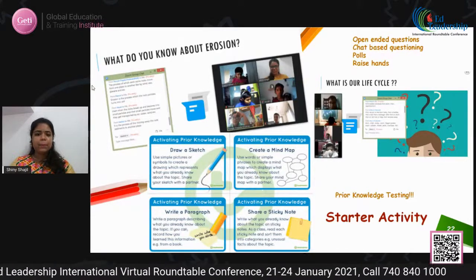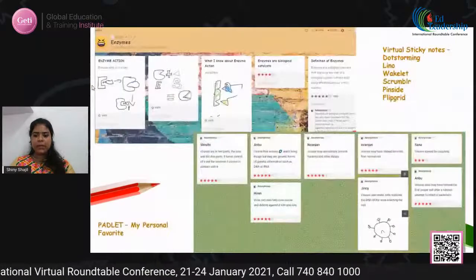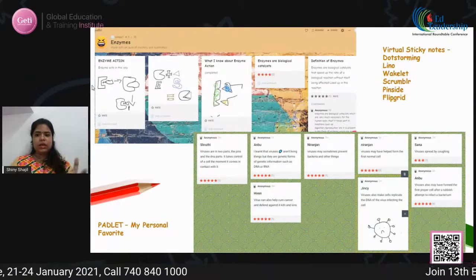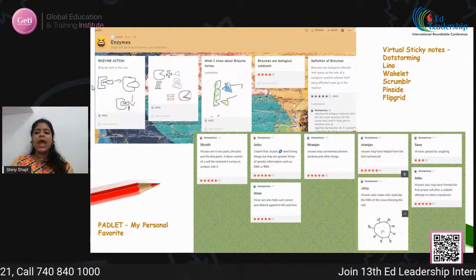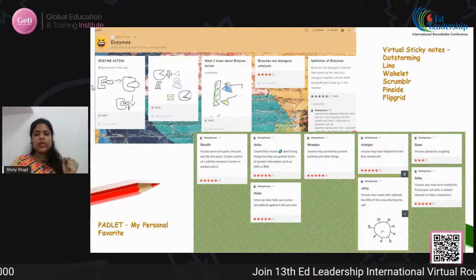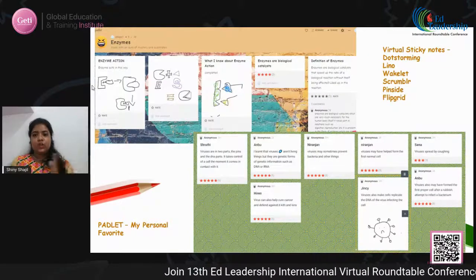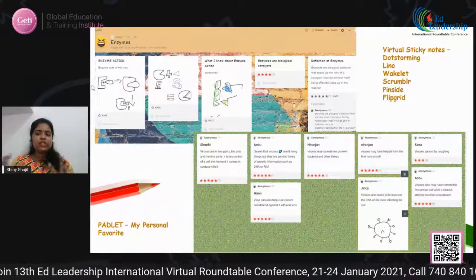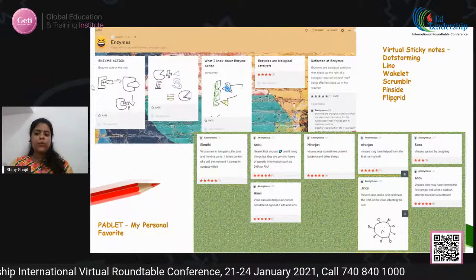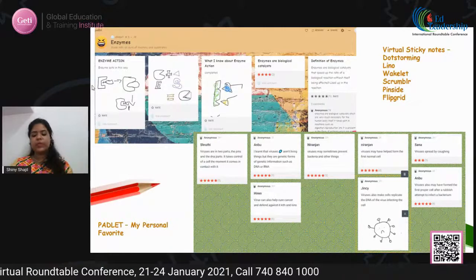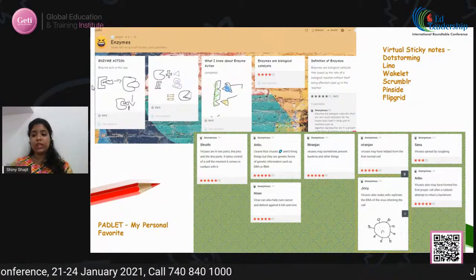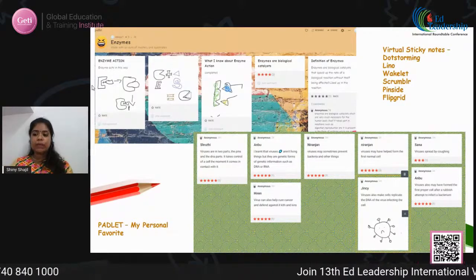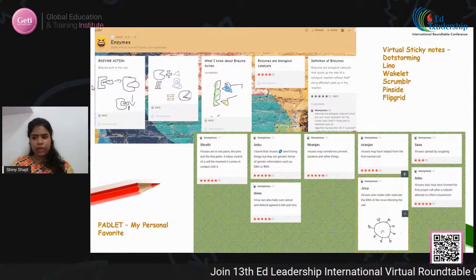In the next slide, I have shown some pictures of prior knowledge testing that my students have done, where they have used a virtual sticky notes platform, that is Padlet. That's my personal favorite. Over here, the children can unleash their creativity. How? They can send it as text. They can doodle it, draw it, and then show it. And then they can also attach Google images related to that particular topic.